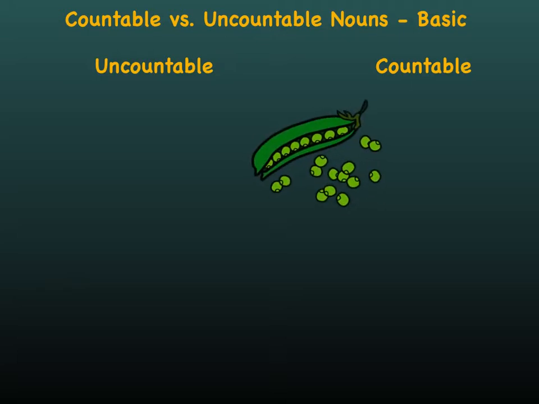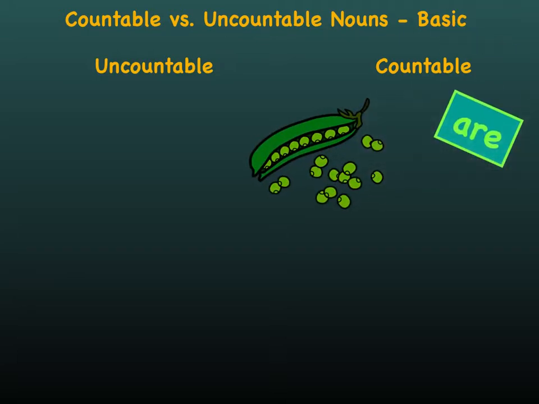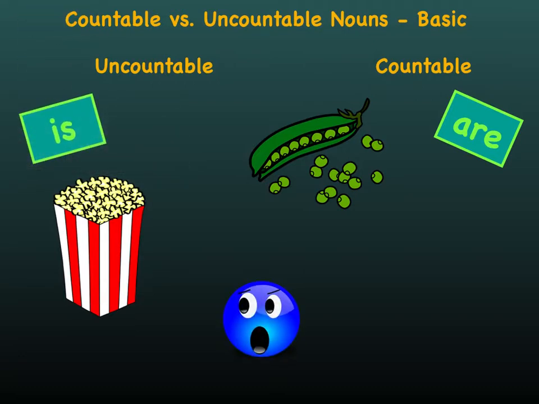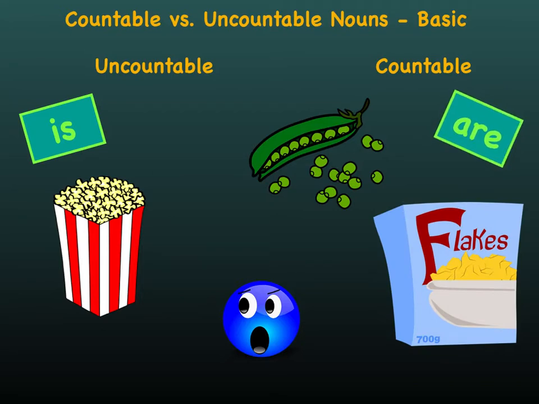Peas are countable, but popcorn is not. And cornflakes are. Oh dear. So you can see that the logic is not very good in these cases. It's difficult to understand, but more examples maybe will help.